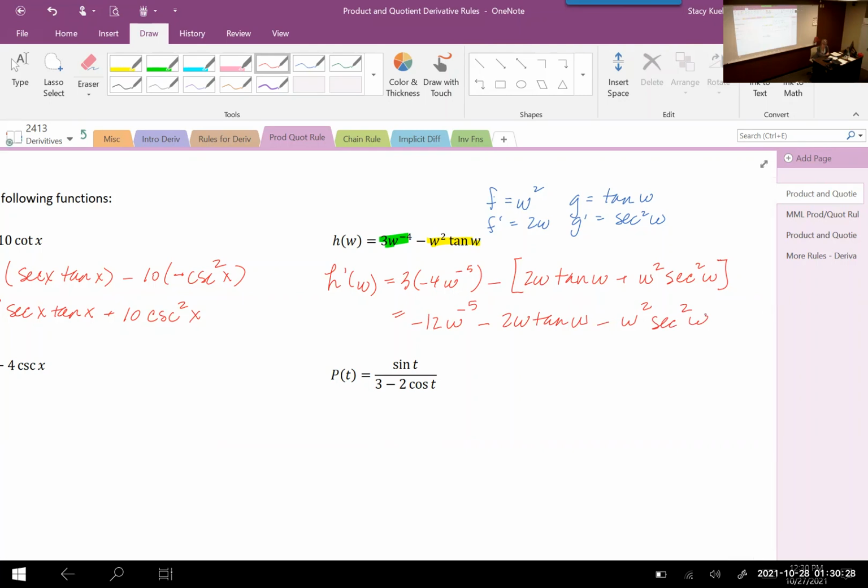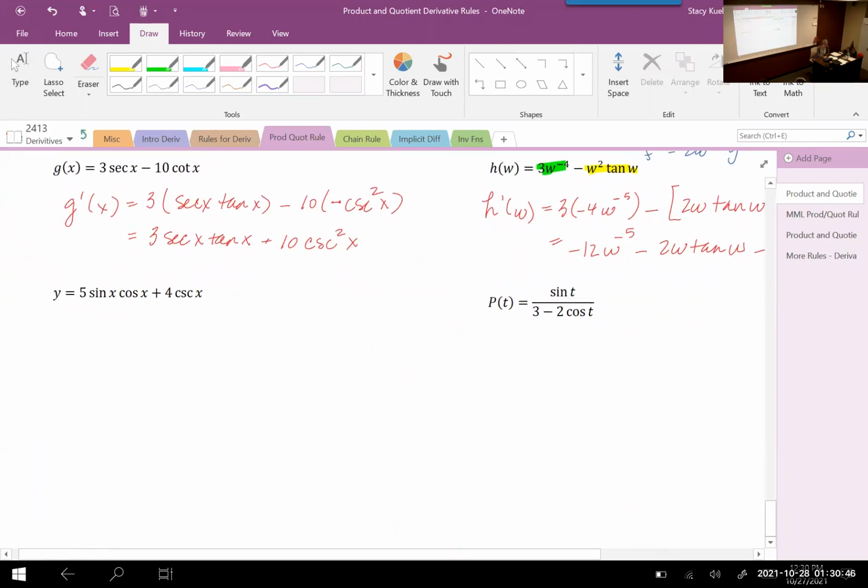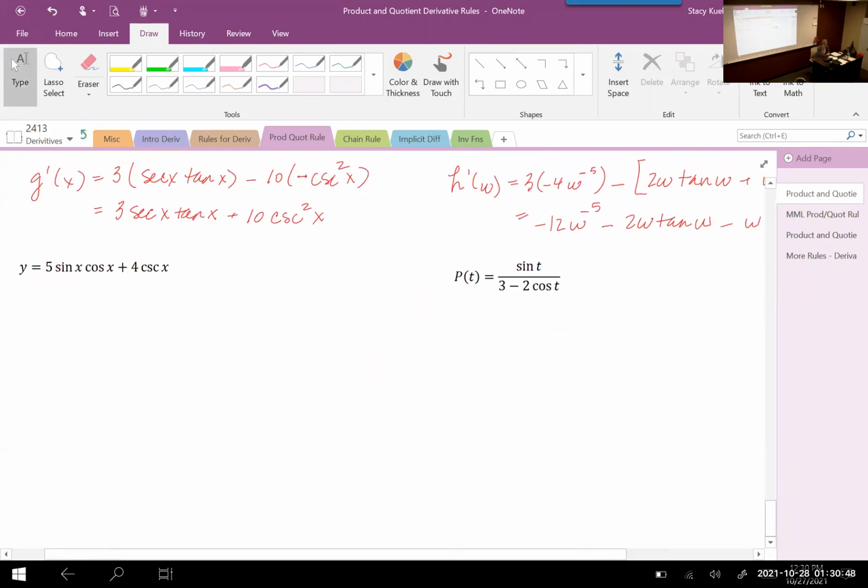Wait, isn't it all supposed to go over tan w squared? No, it's a product. So it's just the first times the derivative of the second plus the derivative of the first times the second. Okay. All right, let's finish this off doing the last one over here since it's a quotient.